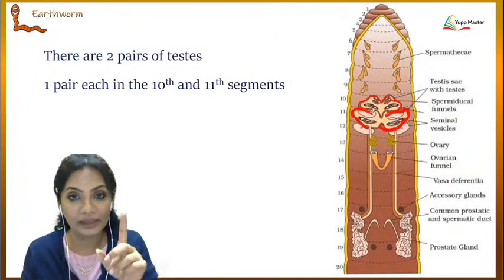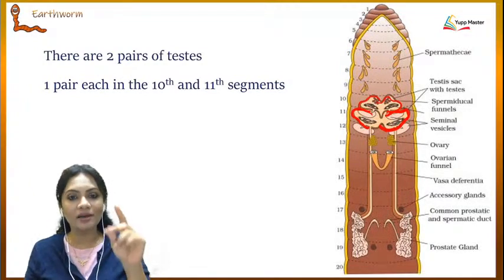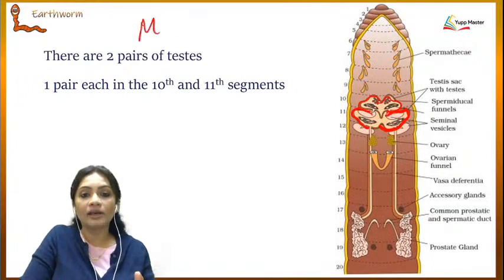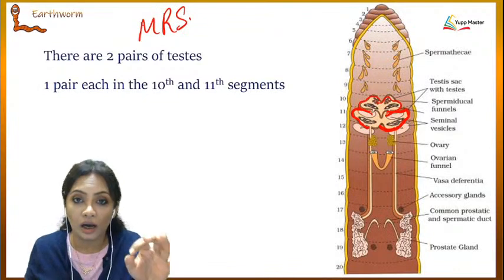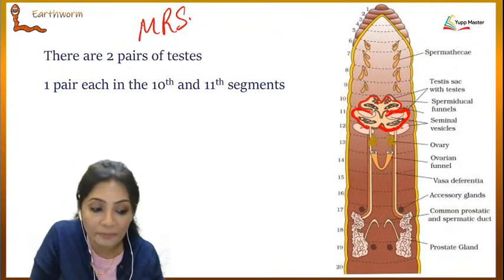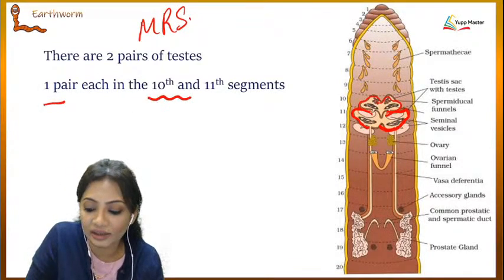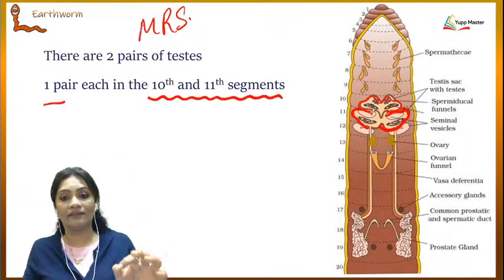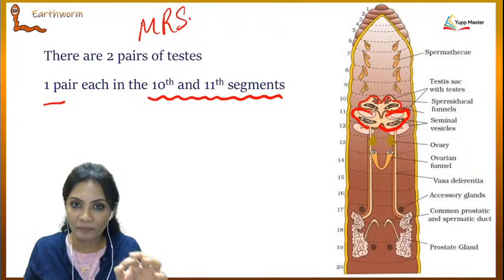Look at the segment number. Remember, in the earthworm, most important, we need to know segment numbers. So in the male reproductive system of the earthworm, we see that one pair each is located in the 10th and the 11th segments. Okay, the 10th and 11th segments have one pair of testes each.